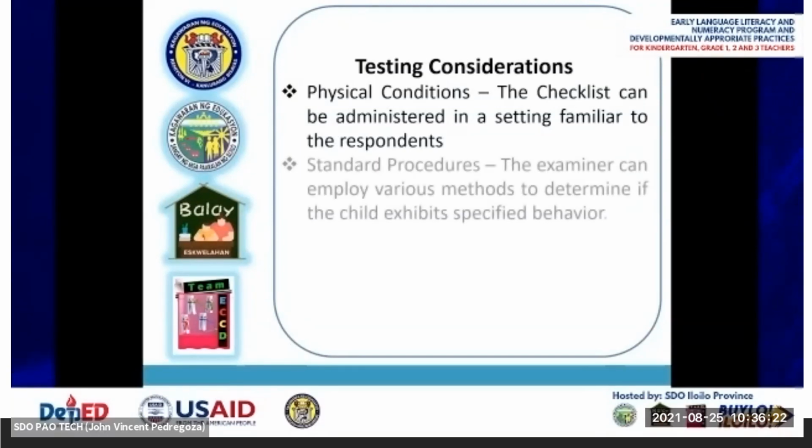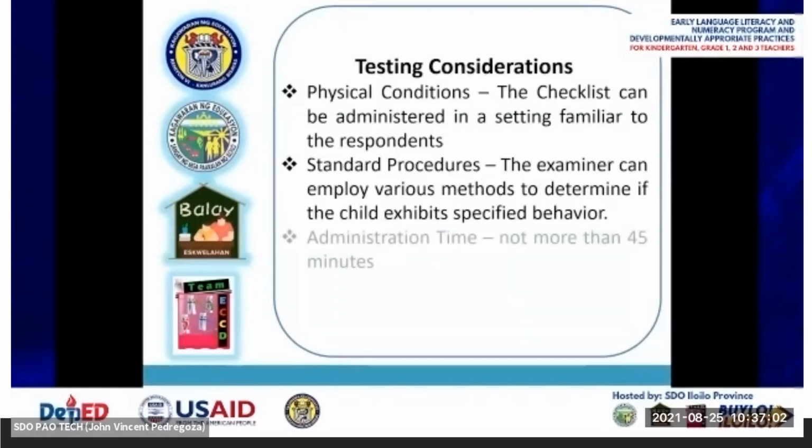Standard procedures. The examiner can employ various methods to determine if the child exhibits specified behavior. These include observation, direct elicitation of the behavior from the child, and also interview of the parents or caregivers. When interviewing the parents or caregivers, the examiner may wish to use the opportunity to ask them what activities they do at home to stimulate the development of their child. Their responses can be recorded on a separate sheet.